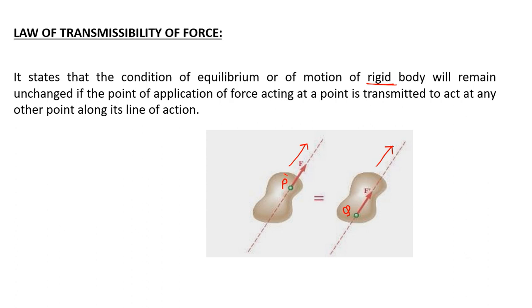We can transmit the point on which the force is acting to any point along its line of action and in the same direction of the force. The net resultant will be the same, or we can say the moment of the body will remain the same. The only assumption in this law is that the body must be rigid, otherwise it gets deformed.